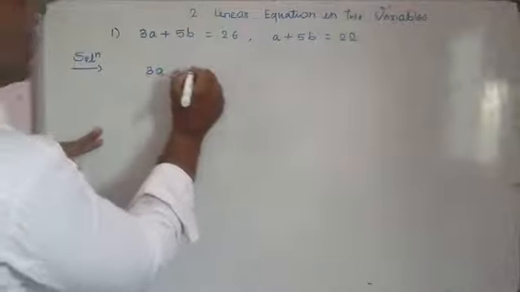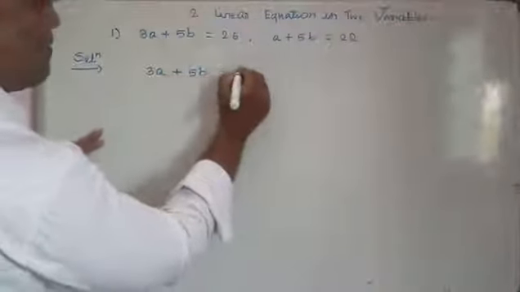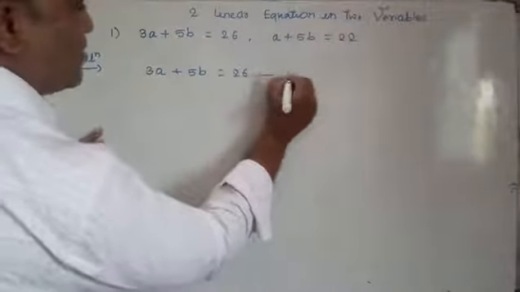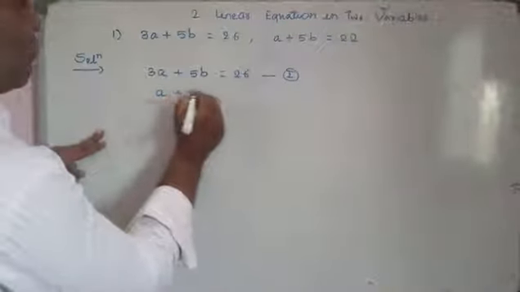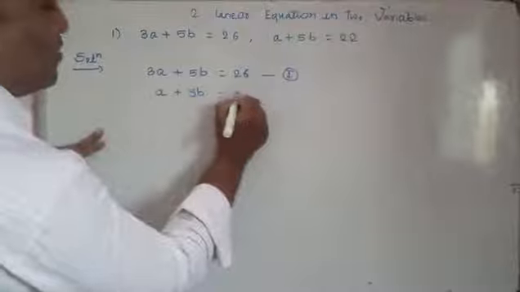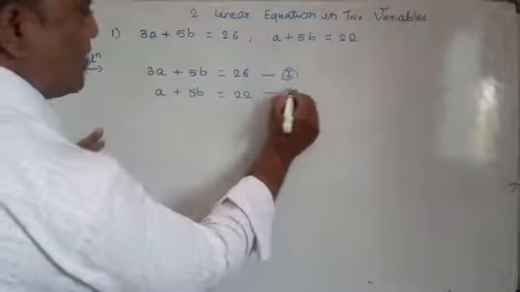3a plus 5b is equal to 26. This is the first equation, and the other is a plus 5b is equal to 22. This is the second equation.